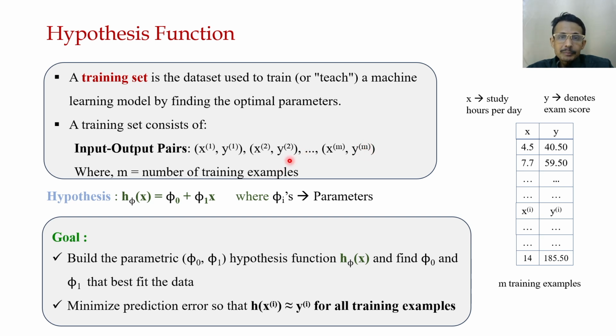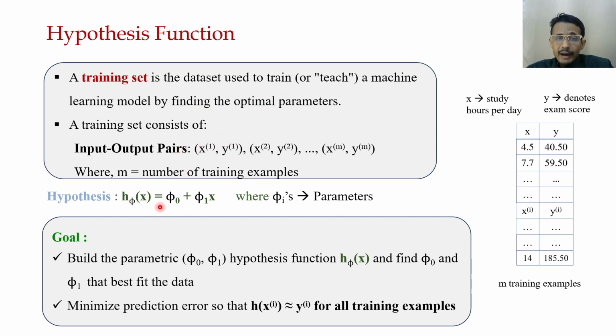Now, what do we have to do? We have to hypothesize a particular function. That function is going to represent these data points very well. That is our goal. Now, we are given a training set, and this is basically a labeled training set. So we have to find this hypothesis function.